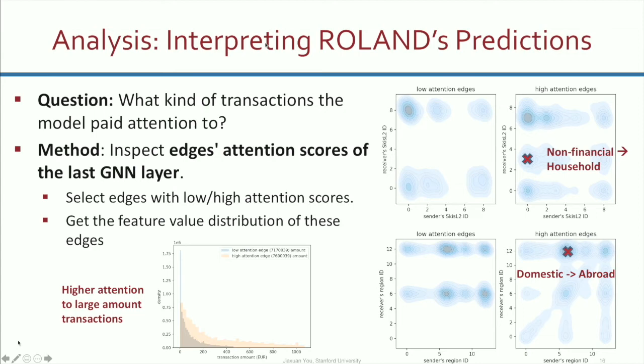First, we find that Roland is paying higher attention to larger transaction amounts. Another interesting finding about transaction patterns is that Roland is focusing more on non-financial to household transactions and domestic to abroad transactions. So these are some of the insights we found based on Roland's predictions.